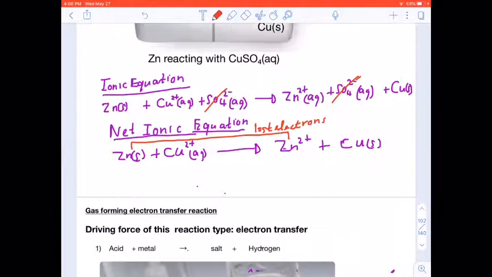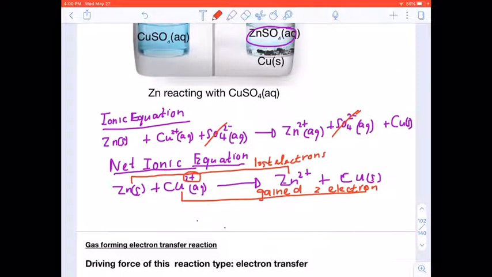Right. And here, when we look at copper, it's actually 2 plus, right? And what has happened? It has now become neutral. So it has gained 2 electrons. So this is an electron transfer reaction. You could even determine that by looking at the molecular formula.